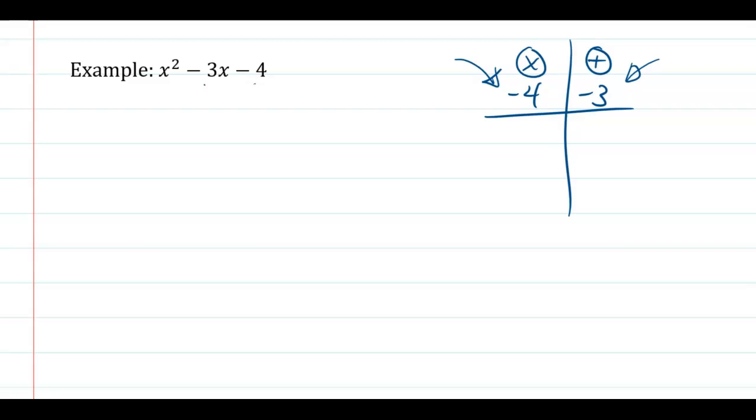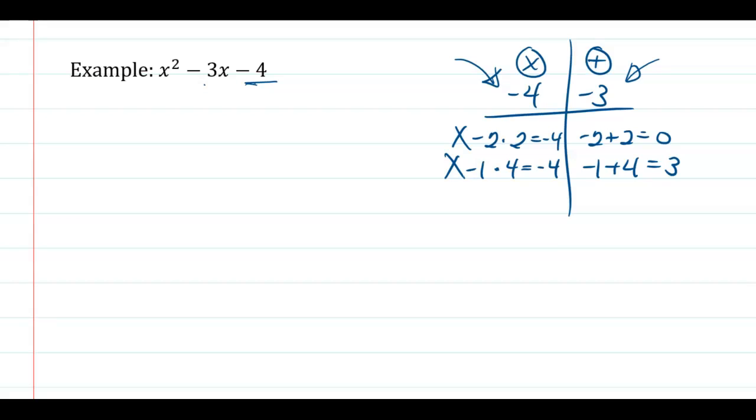And in this case, because the number on the end is negative, we need opposite signs in our factors. So for example, we could use negative 2 times 2. Those multiply to negative 4. But negative 2 plus 2 is clearly 0. So this is a fail. That doesn't work. Well, how about negative 1 times 4? Negative 1 times 4 is also negative 4. But negative 1 plus 4 is positive 3, so that fails.